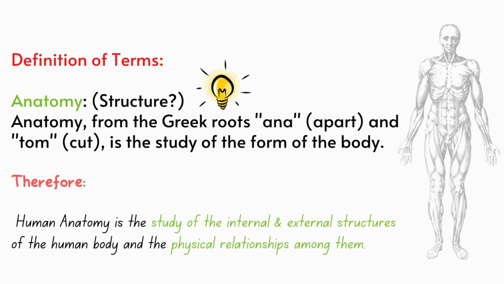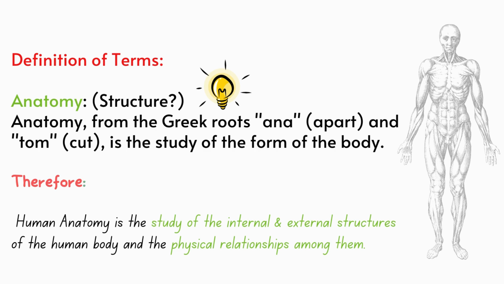Now, let us look at basic definition of terms. So we have anatomy and physiology. What is anatomy? You tend to look at anatomy in form of a structure. Anatomy is derived from the Greek word. The main root is ana, which means a part. And then we also have another root, tom. Tom in Greek means to cut. So this is the study of the form of the human body.